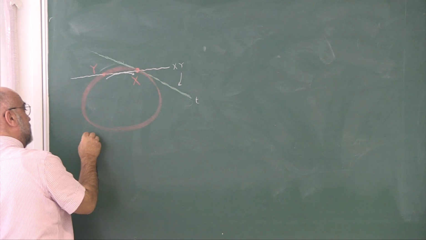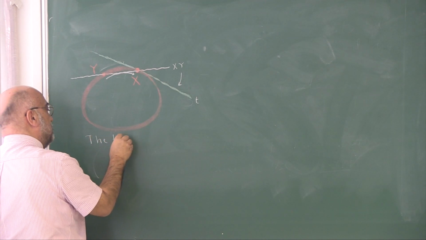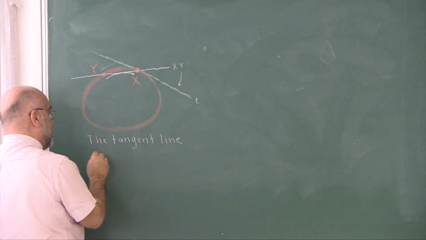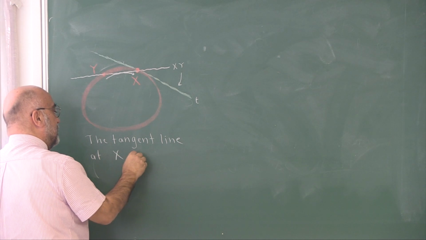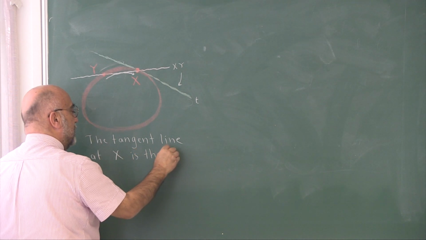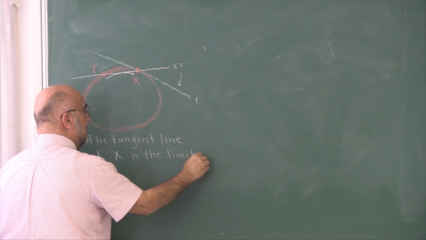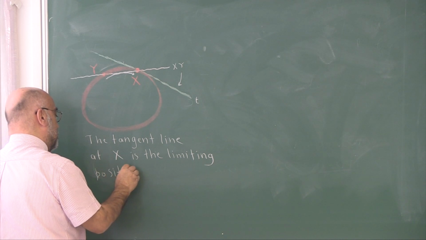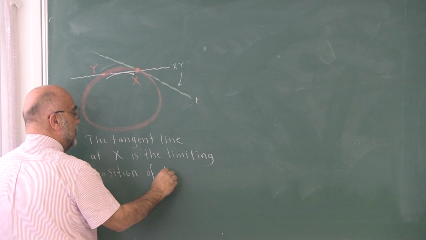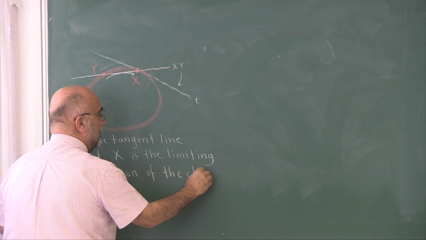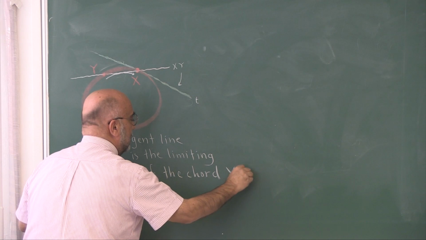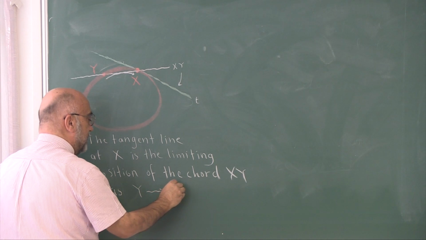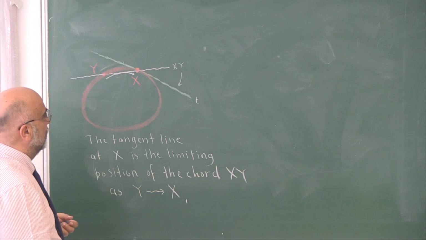So let me write it down. The tangent line at X is the limiting position of the chord XY as Y approaches X. Okay, so that's all that there is to it.